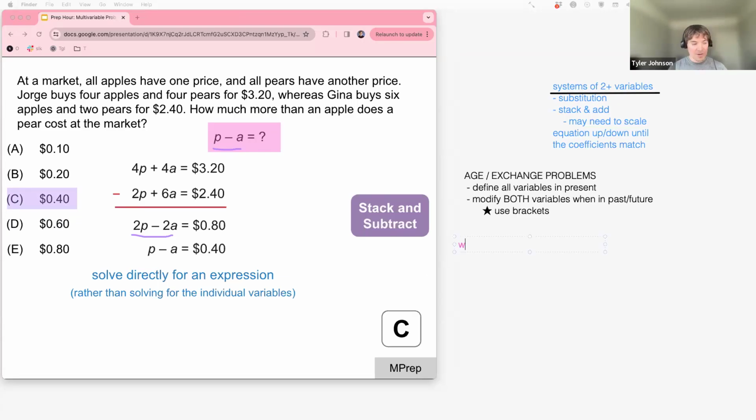So keep that in mind. When solving for an expression, you can often solve directly for it. There's no need to find the individual values of p and a if I don't have to. I don't get any bonus points for knowing a single pear or a single apple. The goal here is to find the difference between them. And if I can do that more directly, I'm going to do that every time because it's going to save me some precious seconds that I can use elsewhere on the test.